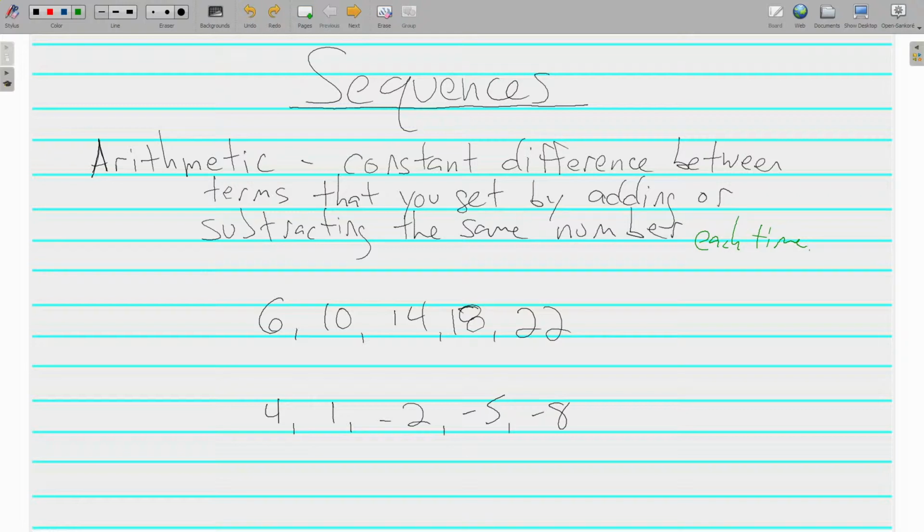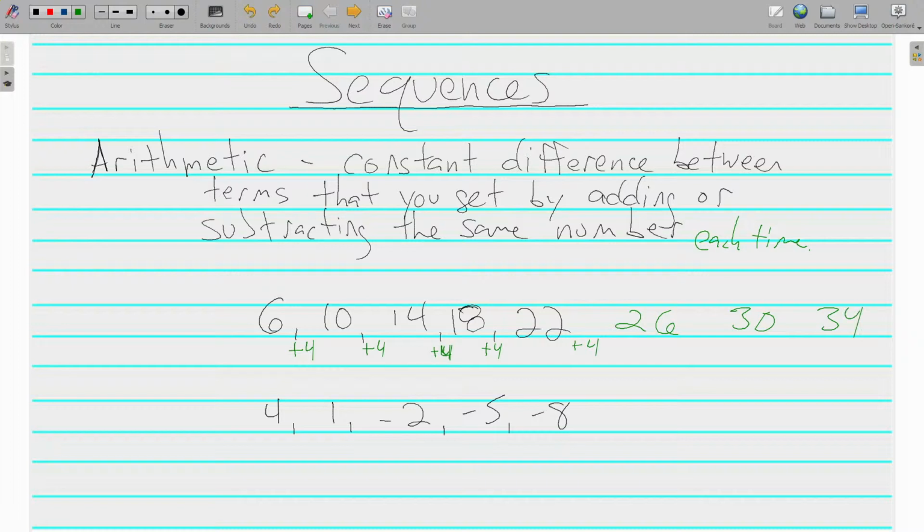Anyway, if you look at this first one, what do you do to 6 to get 10? Well, you add 4. What do you do to 10 to get 14? You add 4. 14 and 4 is 18. 18 plus 4 is 22. Every time we're adding 4, so this is an arithmetic sequence. We could keep going. We could add 4 again and we'd get 26, 30, 34. Anyway, let's look at the other one.